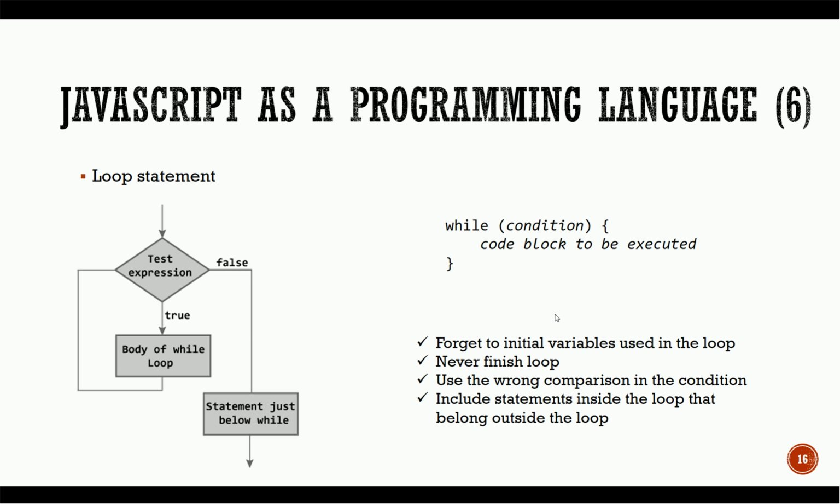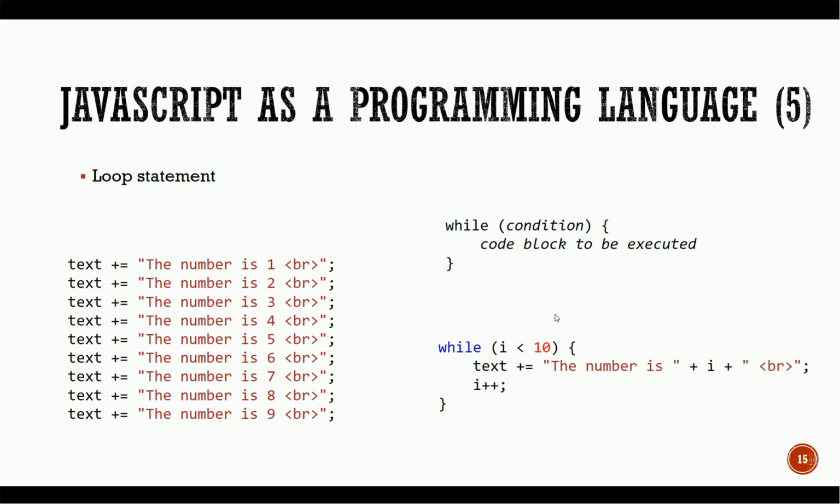The first issue is forgetting to initiate the variables used in the loop. Look at this example: here we are missing the declaration of the i value. Also here, if we have not declared the text before, then we also are not declaring the text, and we use it already inside the loop.